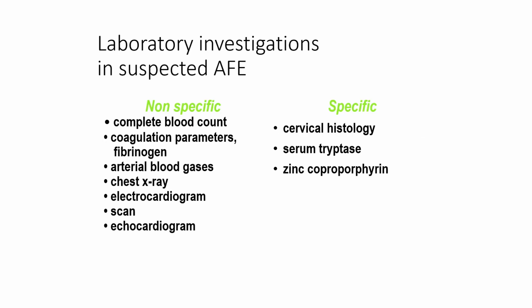And next we can see the laboratory investigations. You can go for the complete blood count. You can check the coagulation factors, fibrinogen level, arterial blood gas, chest X-ray, electrocardiogram. You can perform the scan; it will help even to locate the size of the emboli. Echocardiogram, cervical histology, serum tryptase, zinc coproporphyrin. All these things are the investigations you can do for confirming the diagnosis.